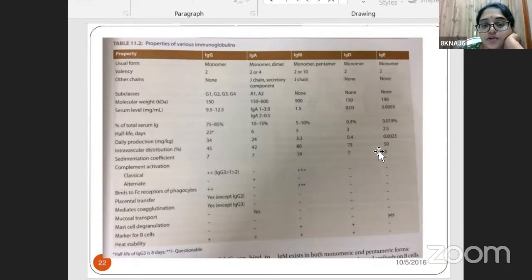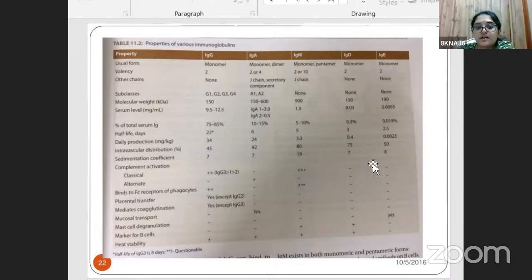Intravascular distribution also, you get to see that it is around 45%, 42%, and 80% for IgM. So it is more intravascular in nature, and IgD is also intravascular. The rest are present inside the blood. And the sedimentation coefficient is also given. IgM has around 19 because of its high molecular weight, as you can imagine.